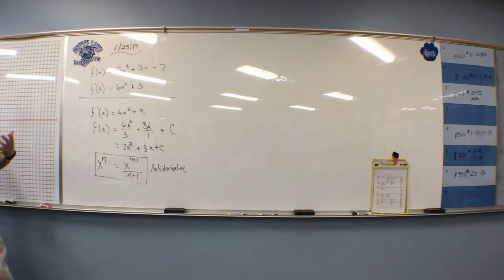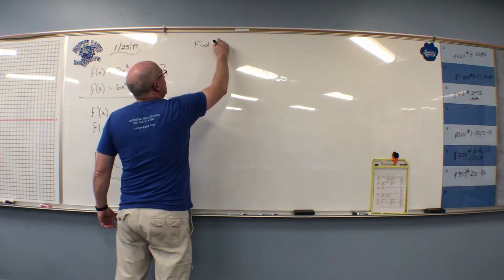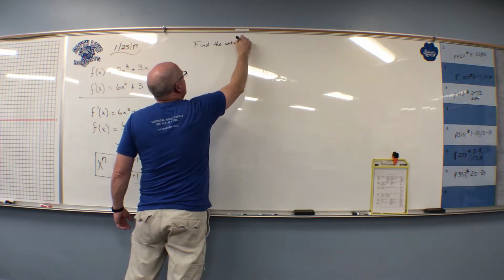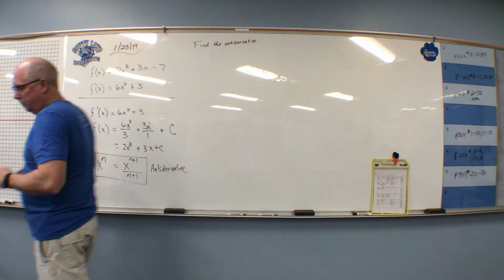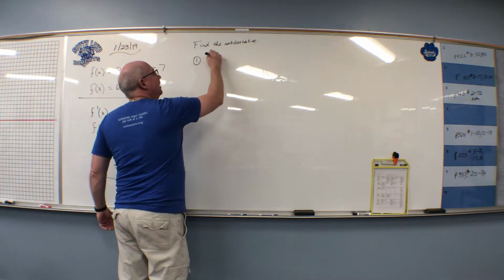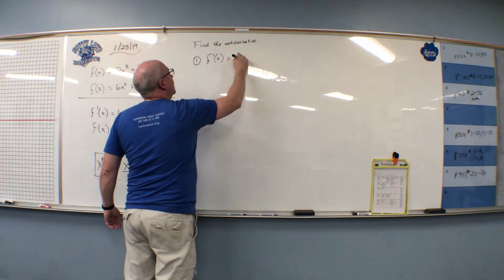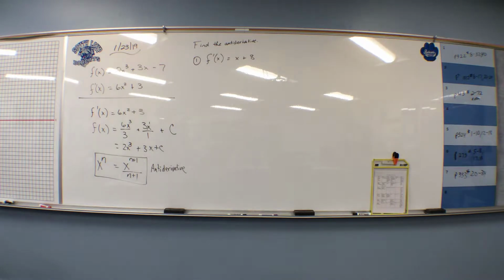All right, so I'm going to throw some derivatives at you, and I want you to find the antiderivative, which would be the original function. So find the antiderivative. Did I spell that right? So the derivative is x plus 8. Would you write down what you think the antiderivative is? Not the derivative, but the antiderivative.